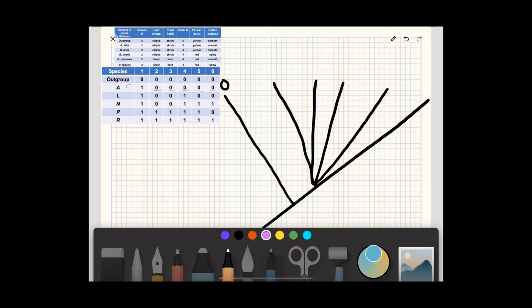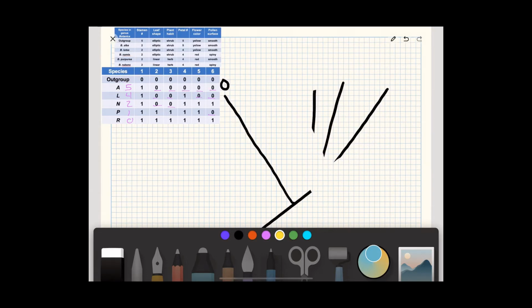And so notice that species A has 5 ancestral character states. The other ones have 4, 2, 1, and 0 ancestral states. And so it looks like species A is our winner here. It's the one that most likely branched off first before these other 4 species, at least. And so let's redraw this cladogram.